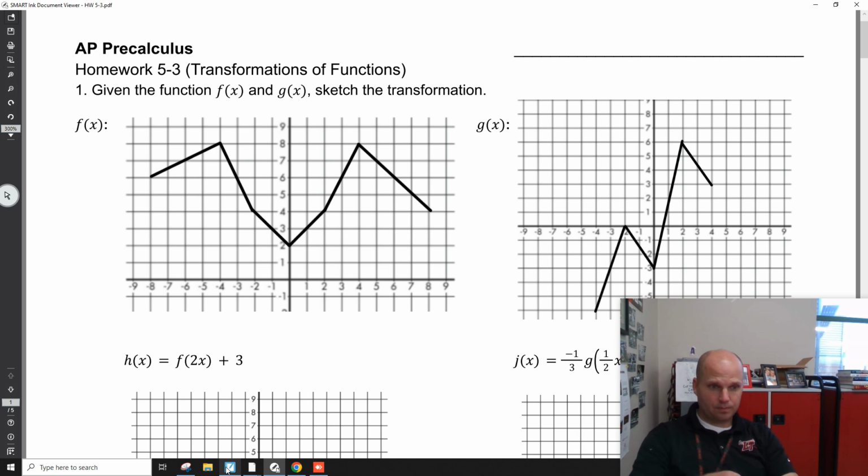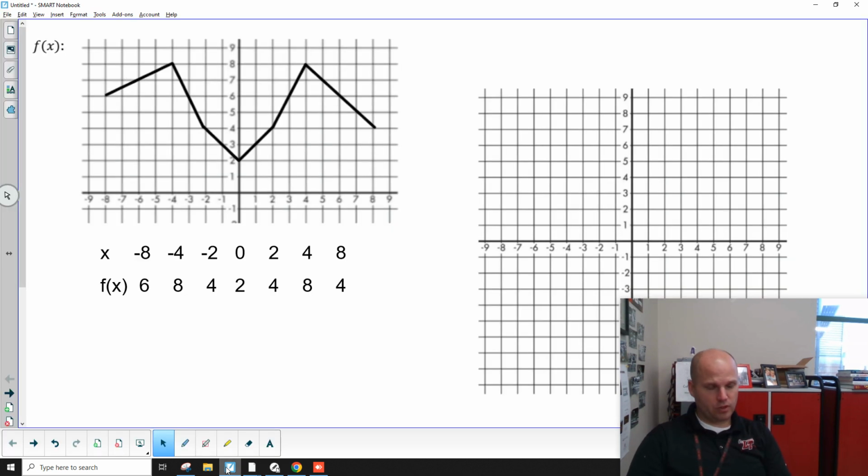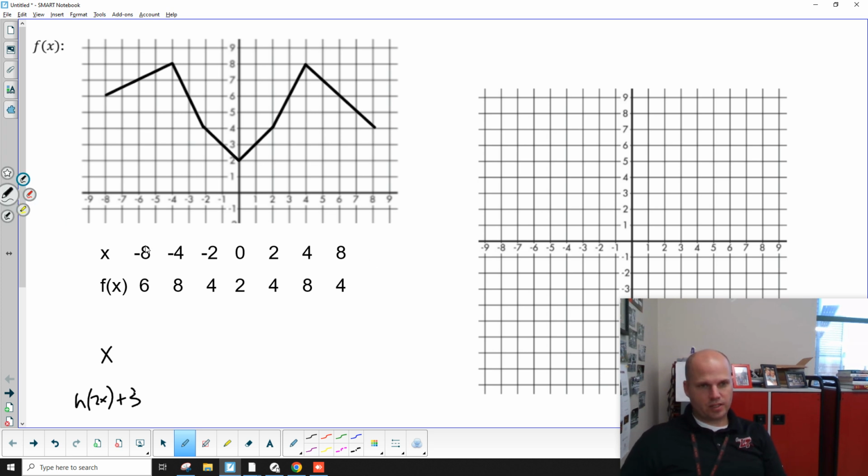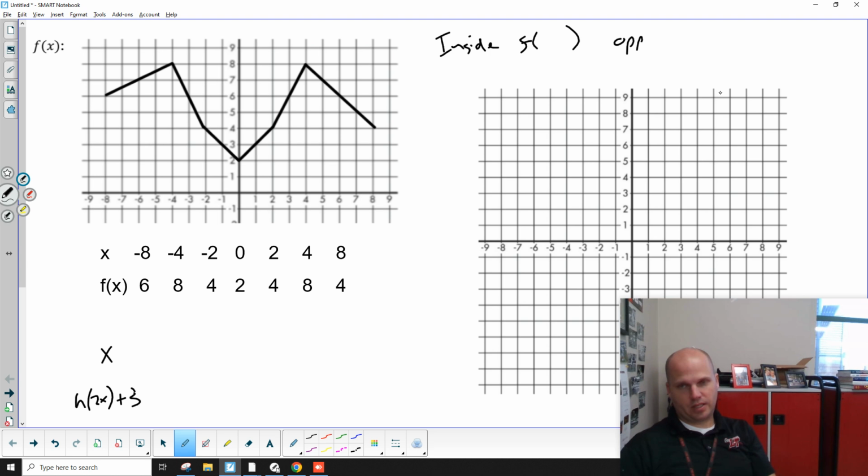For example, my first transformation is h of x equals f of 2x plus 3. What I'm going to do is understand what the 2x does, what the 2 does, and what the 3 does, and then take these points and manipulate them here. What we talked about in class is that when you're working inside your function, it's opposite of your expectations, and opposite in the order of operations as well.